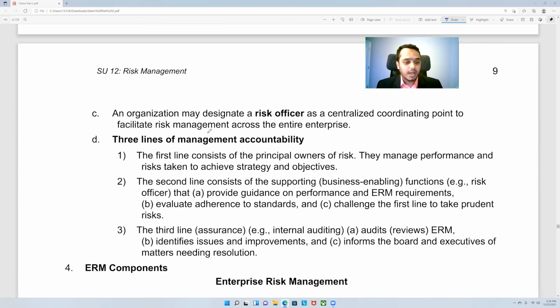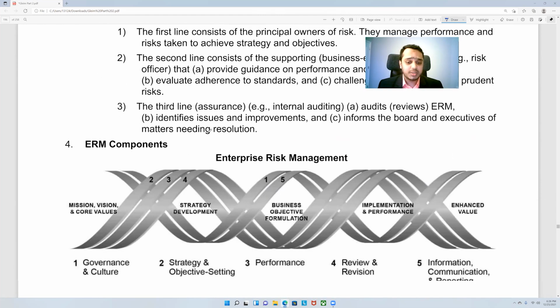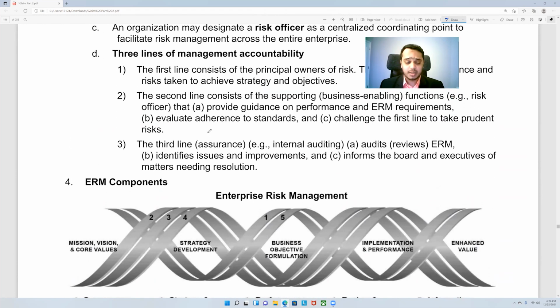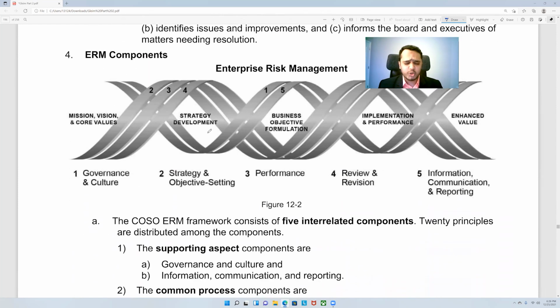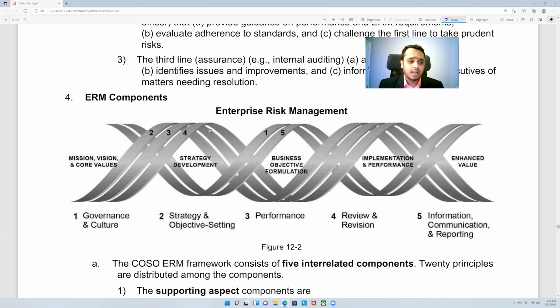Okay. Now, let's come towards the ERM components. Let me just have some water, and then we get started with the ERM components. The most important thing in this particular chapter is the ERM components. You can expect a lot of questions from it. Okay, just 1 minute, and then we continue.